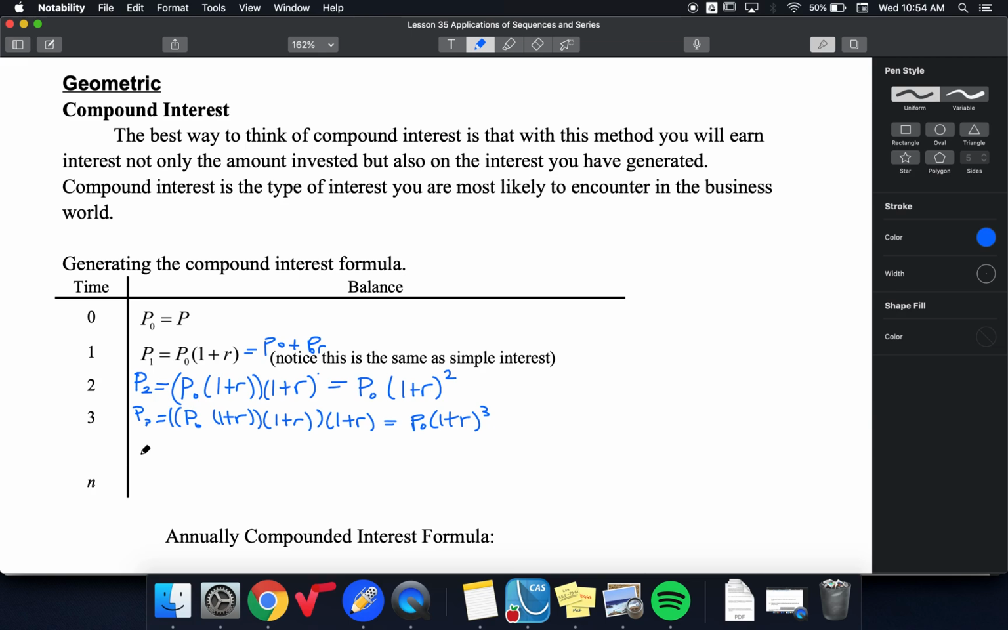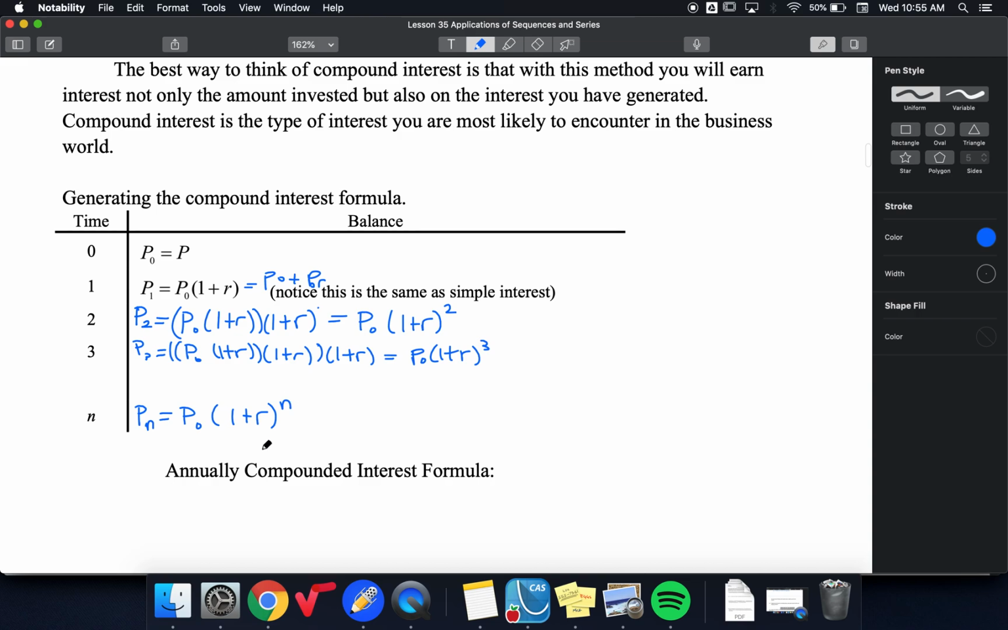So then at the end of the nth year, I'm going to have paid interest n times. So P sub n is going to be P naught times 1 plus R to the n. So notice that again, it's slightly different. When I write it out this way, it's different than my geometric sequence formula, which has the n minus 1, because now I'm saying my initial amount of money is at time 0, not saying that that's my first term.